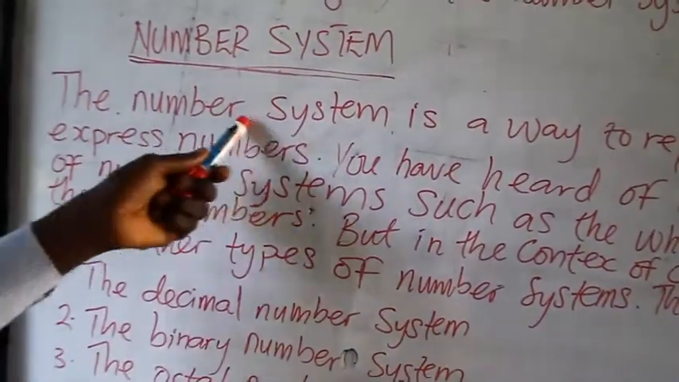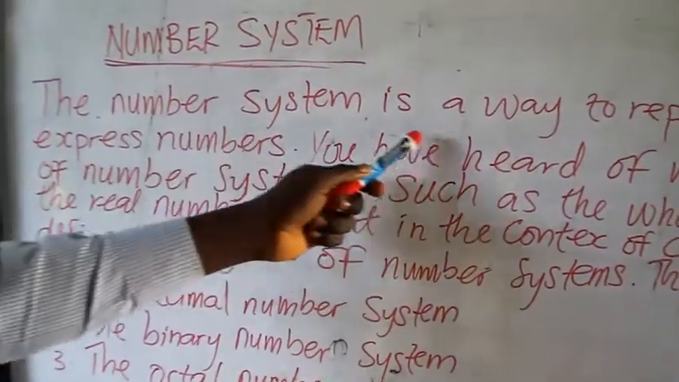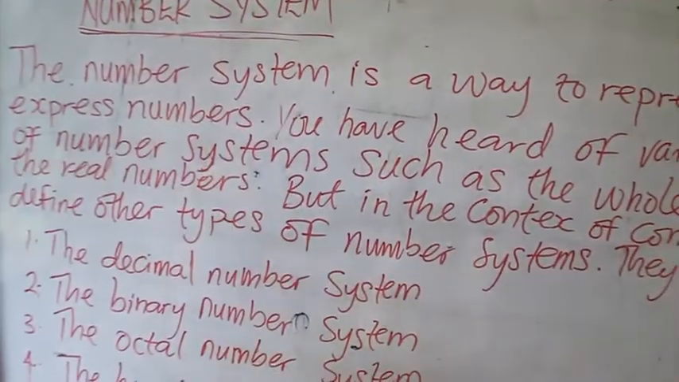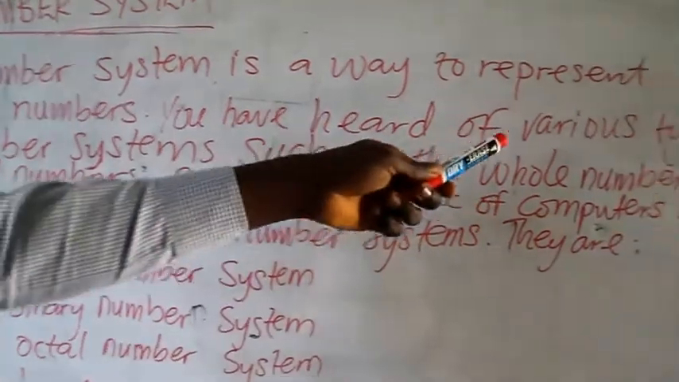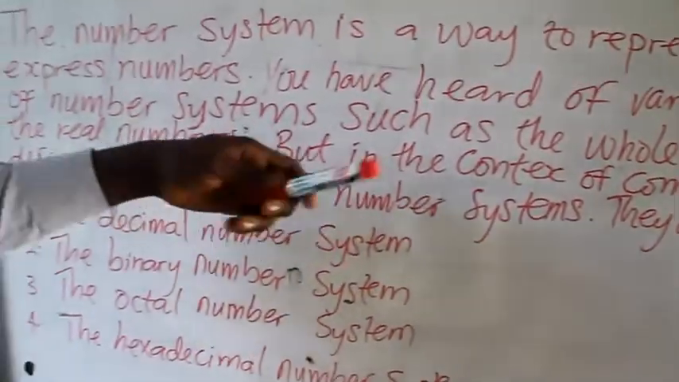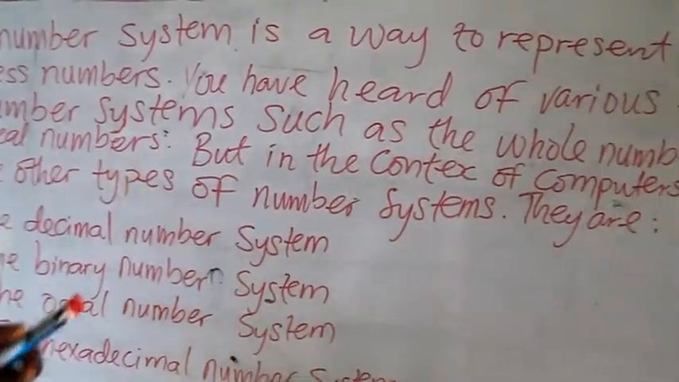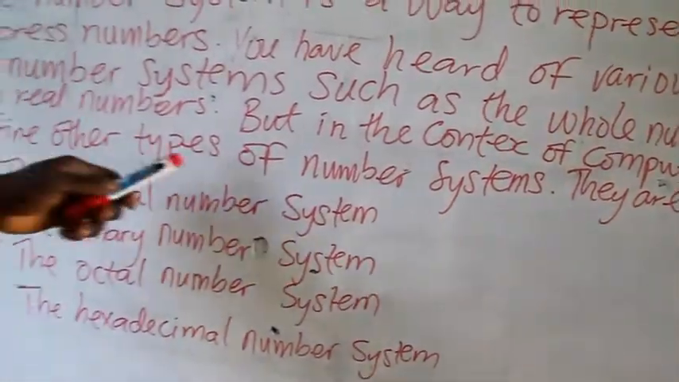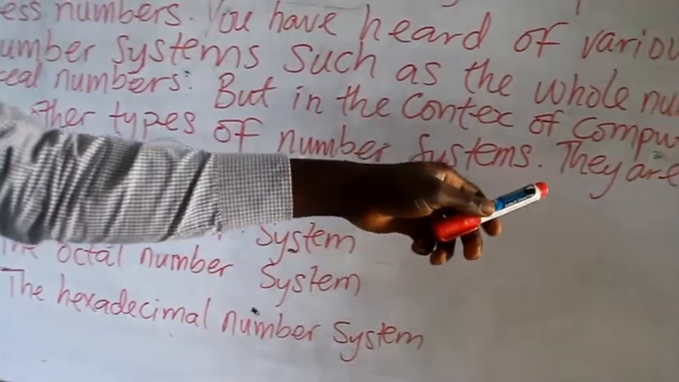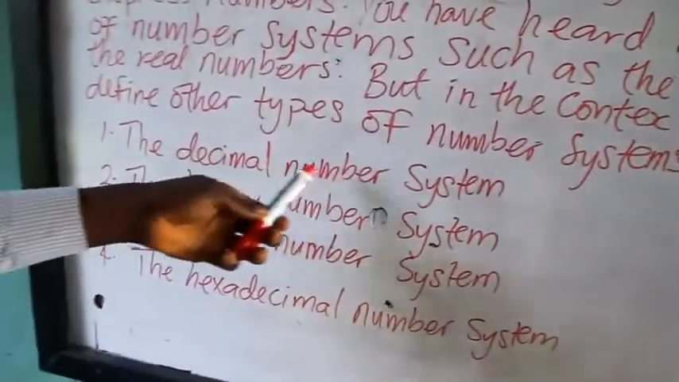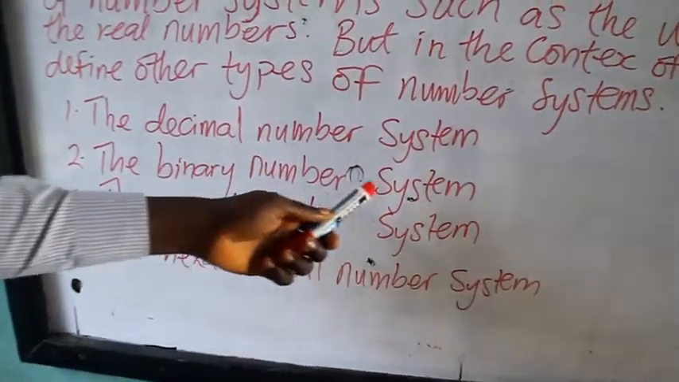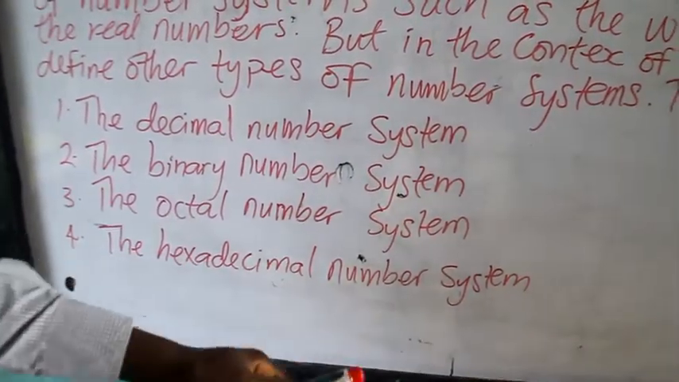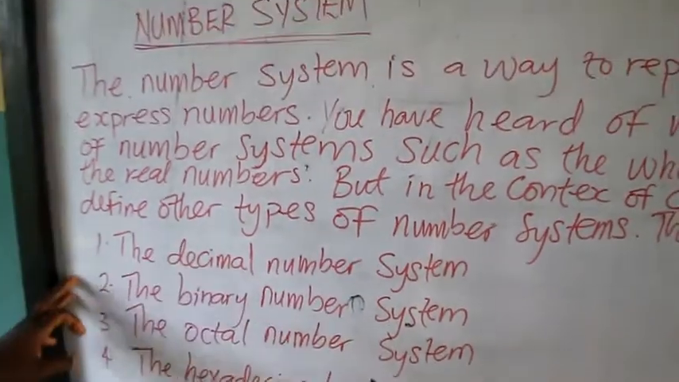So looking at number system, what is number system? A number system is a way to represent or express numbers. In most cases, you would have heard of various types of number systems, such as the whole numbers and real numbers. But in this context, because we are dealing with computers, we define other types of number systems, which are the decimal number system, the binary number system, the octal number system, and the hexadecimal number system. That's the basic ones we are going to look at.